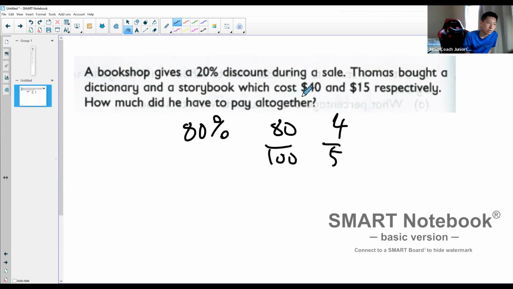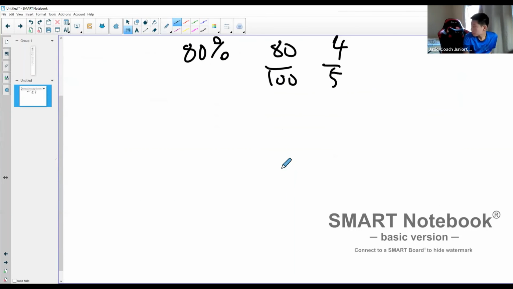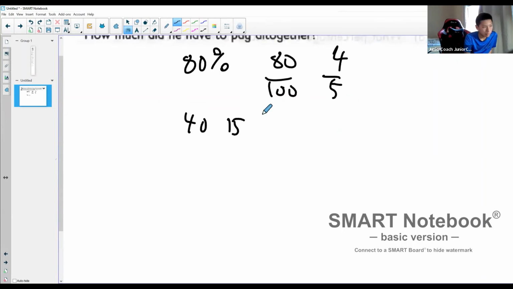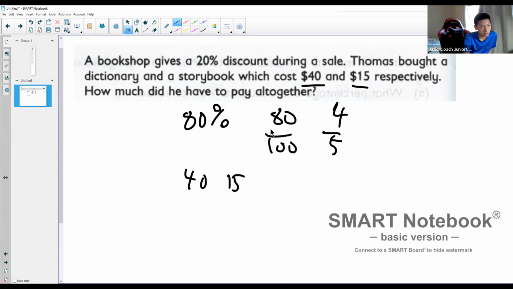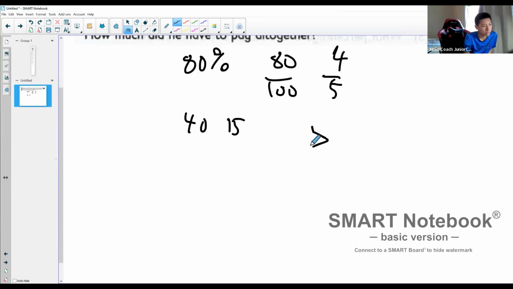And if they cost $40 and $15 respectively, how much did you have to pay altogether? Now, first of all, you could solve 40 and 15 individually, but because the same discount applies to both of the items, you could just add them together. So I'll do it both ways just to show how you get the exact same answer. We get 55 if we add them together.